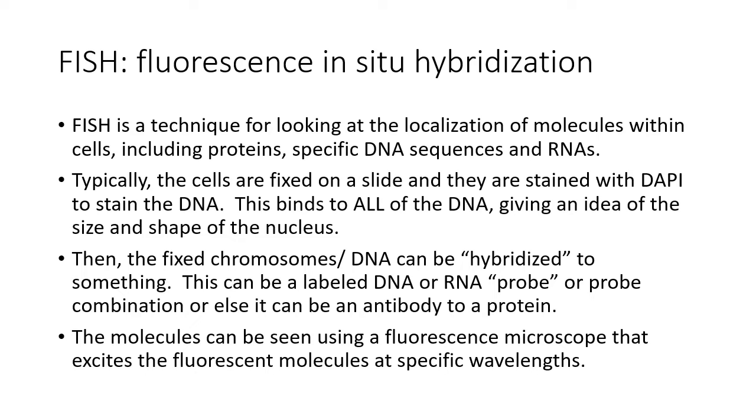So FISH in general is a method for looking at the localization of molecules within cells. Now that could be proteins, could be specific DNA sequences, or specific RNA sequences in this example. So typically, at least in this example, the cells are fixed on a slide, stained with DAPI to stain the DNA. Now DAPI will fluoresce a blue color when it's excited by the correct wavelength of light. Then the chromosomes can be hybridized to something. In this case, we're going to hybridize it to fluorescently labeled DNA probes, or else it could be an antibody if you're looking for a protein.